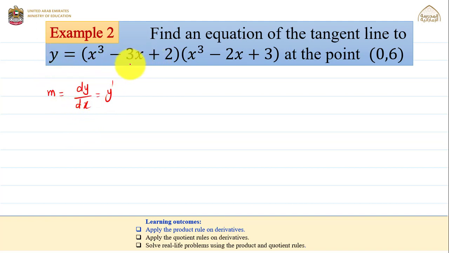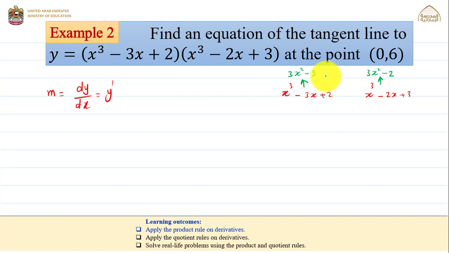Here we have two product functions. Then we need to use the product rule. We can use the product rule by an easy way like this. Write the first function at the left, x to the power 3 minus 3x plus 2, and the second function on the right, x to the power 3 minus 2x plus 3. Then find the derivative of each one above it. The derivative of the first one equal 3x to the power 2 minus 3. The derivative of the second one, 3x to the power 2 minus 2.